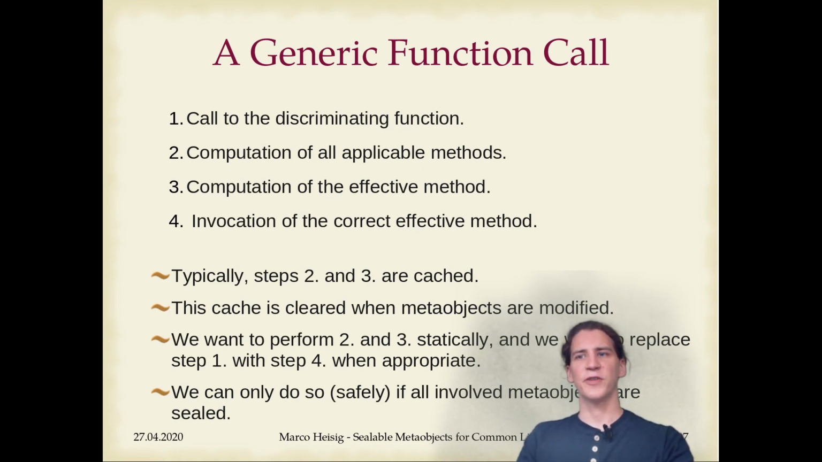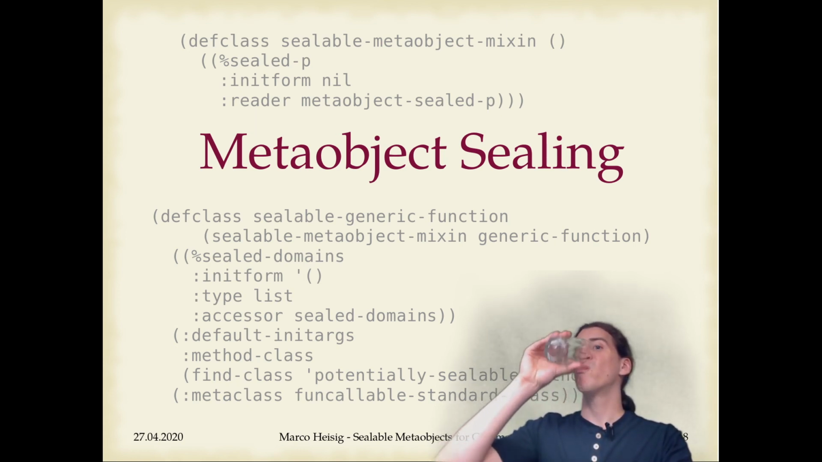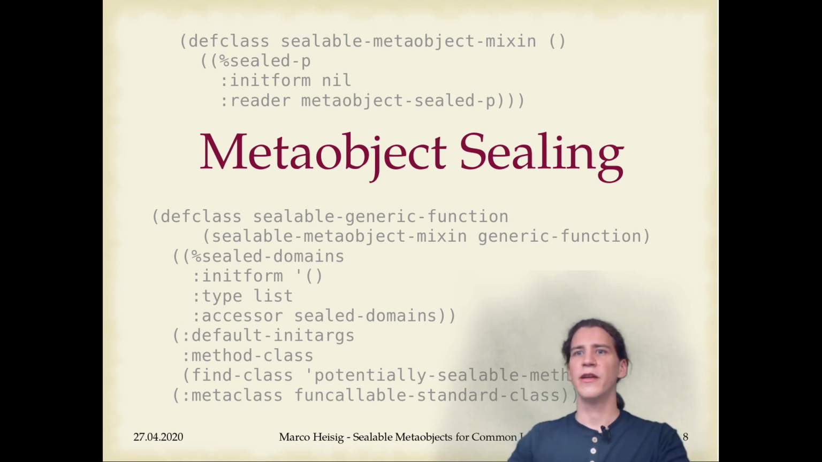We want to perform the steps 2 or 3 statically, and we want to replace step 1 with step 4 when appropriate. So we don't want to invoke this machinery at runtime at all. Whenever possible, we want to do it at compile time. And we can only do so safely if all involved meta objects are sealed in some way. Which brings us to the first section of the talk. Meta-object sealing.